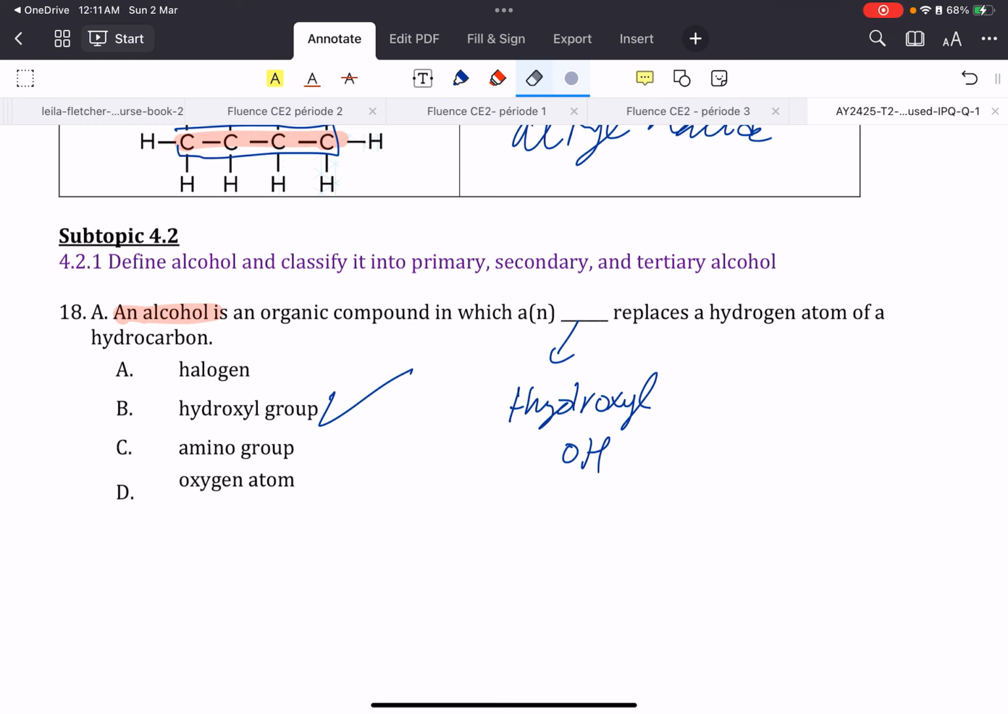If I want to choose option C, the question must say an amine instead of an alcohol. An amine is an organic compound in which an amino group replaces a hydrogen. If I want the answer to be D, they should write an ether instead of an alcohol. An ether is an organic compound in which an oxygen atom, but here we cannot say replaces hydrogen, an oxygen atom is placed between two carbons. Like that, I can answer D.